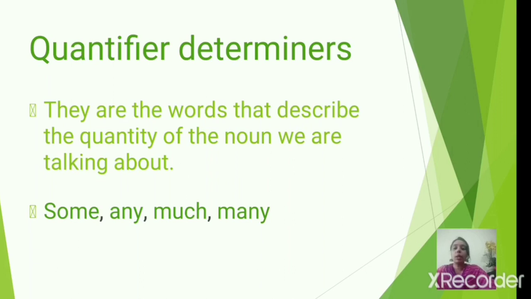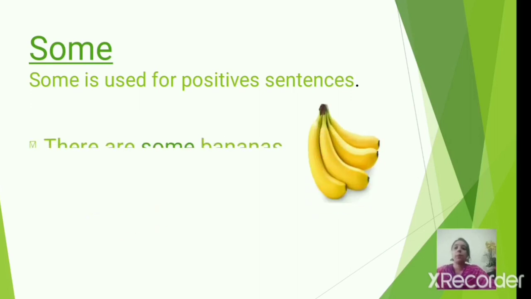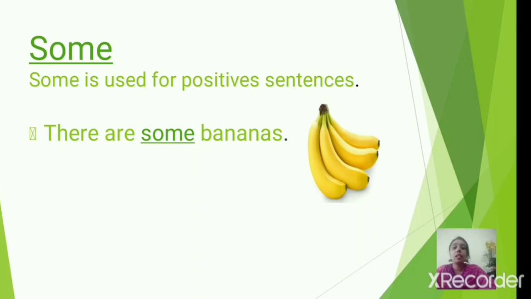Now in this lesson we are going to teach first, some. Some is used for positive sentences. There are some bananas. Some is what? Some is a quantifier determiner and bananas are a noun.